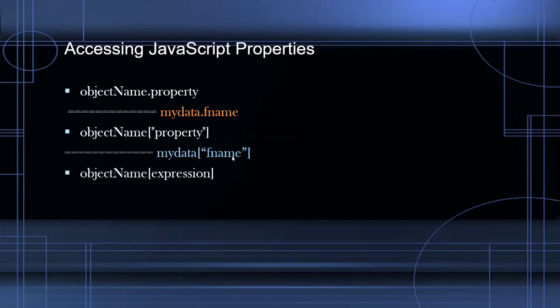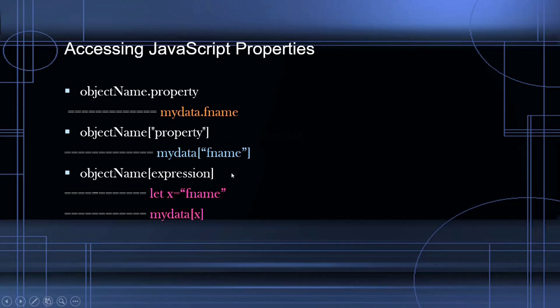Then the third way is using an expression with the object name. Let me show you. This is my property fname, and for this fname I am assigning a variable called x. Now instead of giving fname, I am directly giving x. So this is also one way of accessing properties in an object. These are the three ways: the dot operator, using the property name in square brackets, and using an expression. Practically we are going to see each one of these.